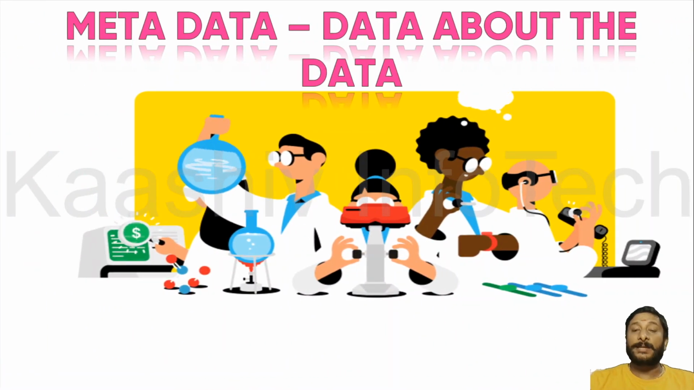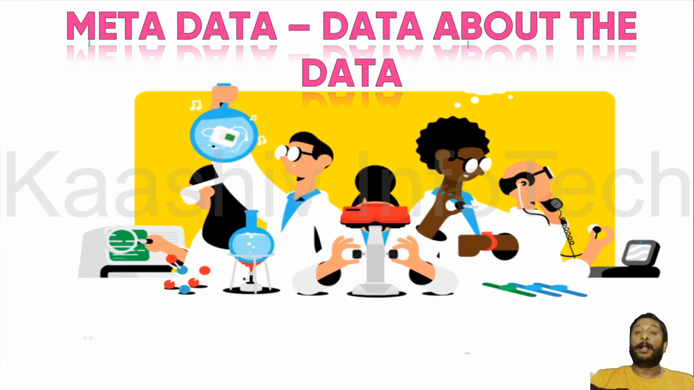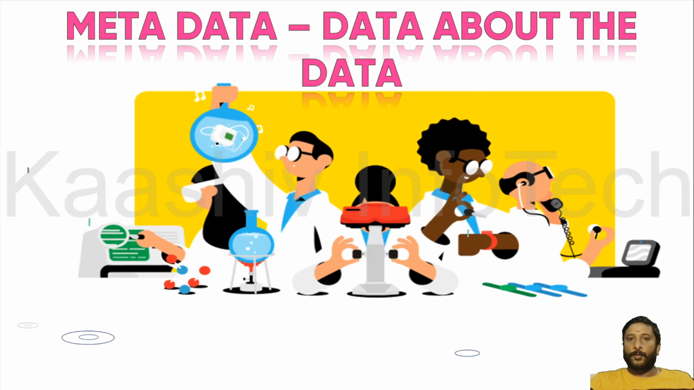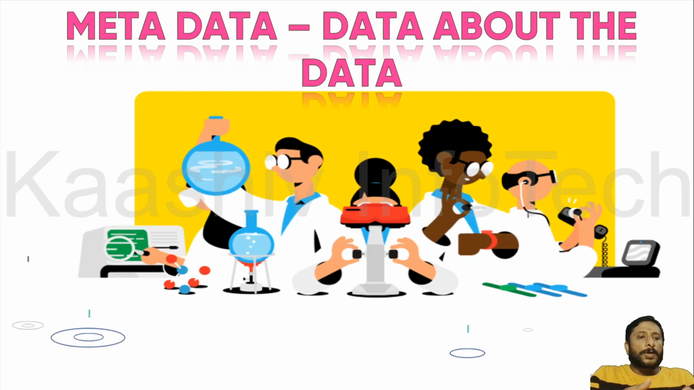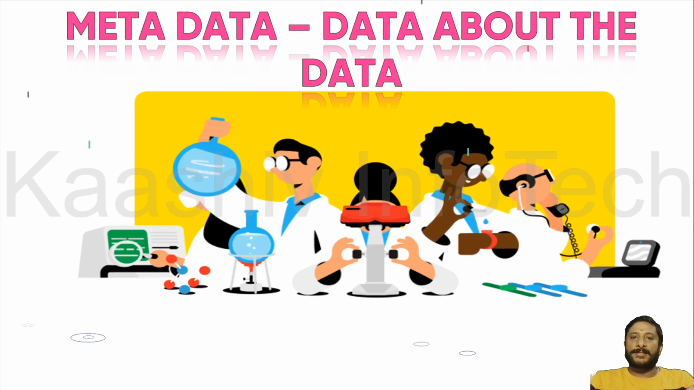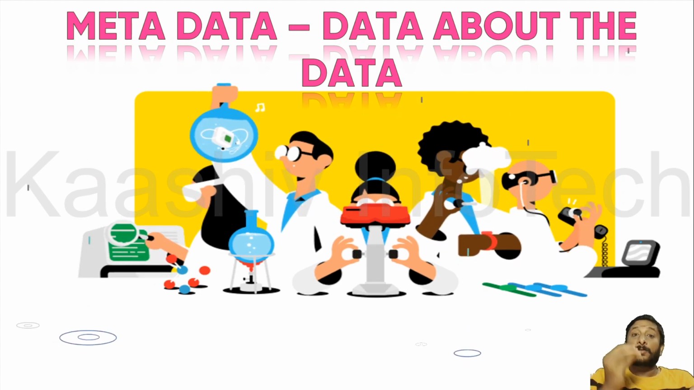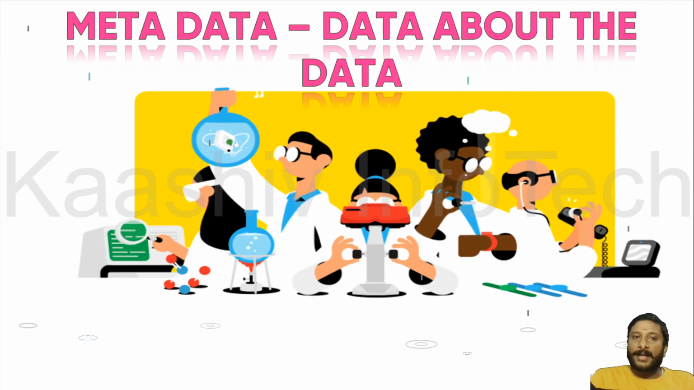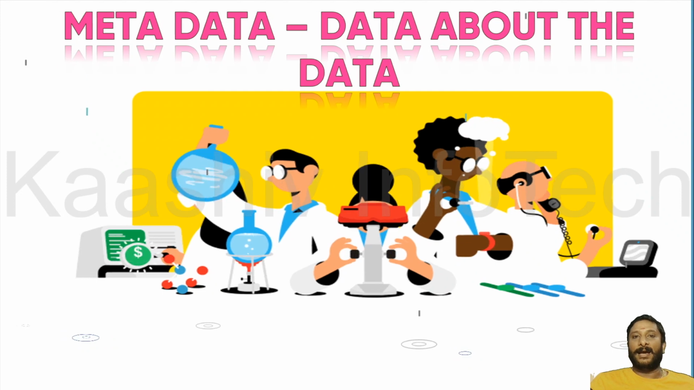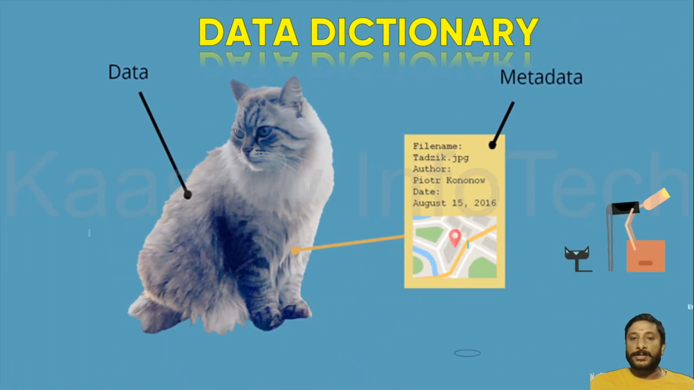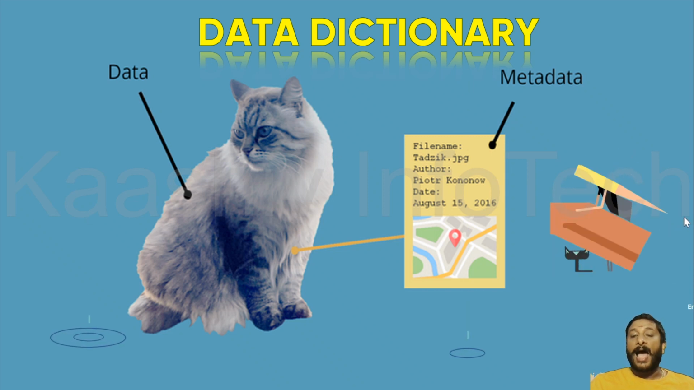Now let's talk about metadata. What is metadata? The information about the data. I have this phone. What is this phone? What model, what is the configuration, how much can we store? The information about this, the data about the data, is called metadata. Metadata is nothing but the information about the data, and that's called the data dictionary.